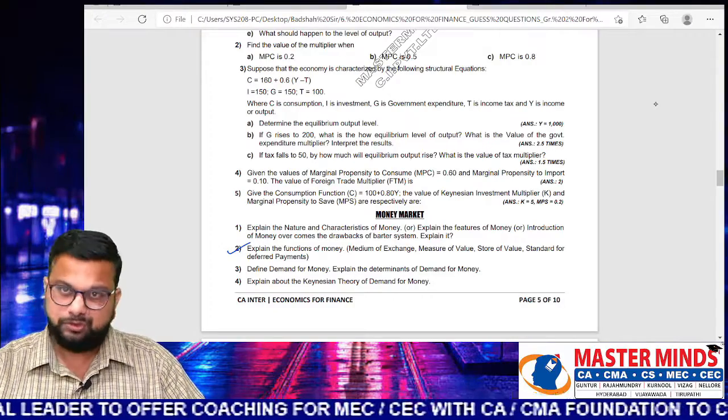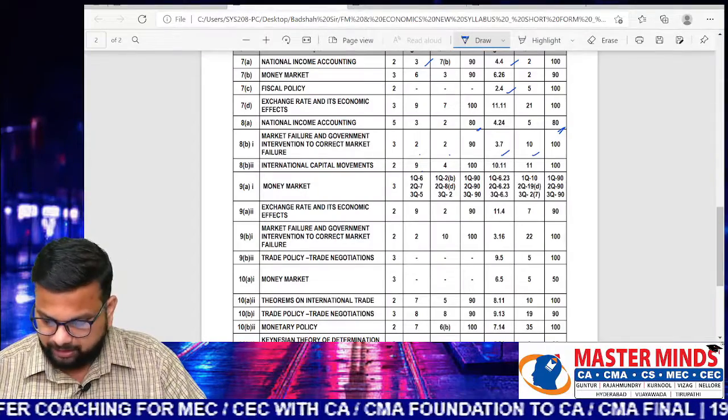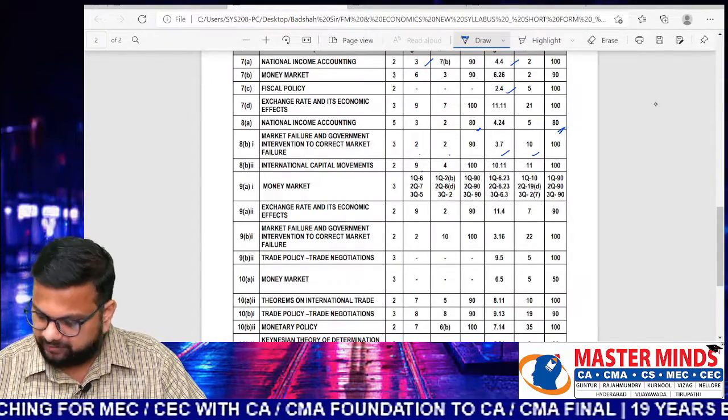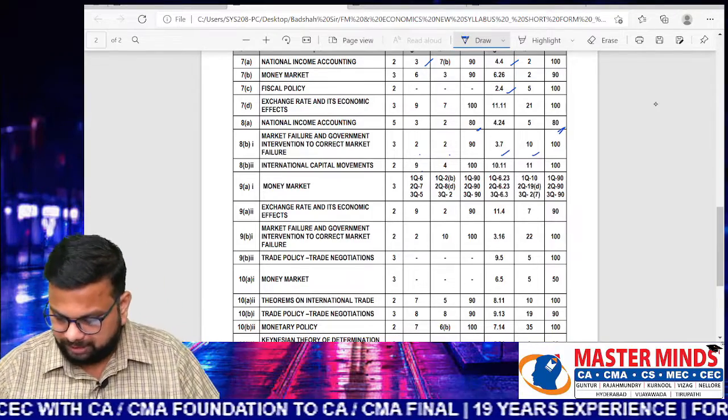So this is when it comes to guest question paper. What about masterminds material? In the masterminds material also, it is covered in different areas. For example, the first part is covered in page number 6.23, question number 10.